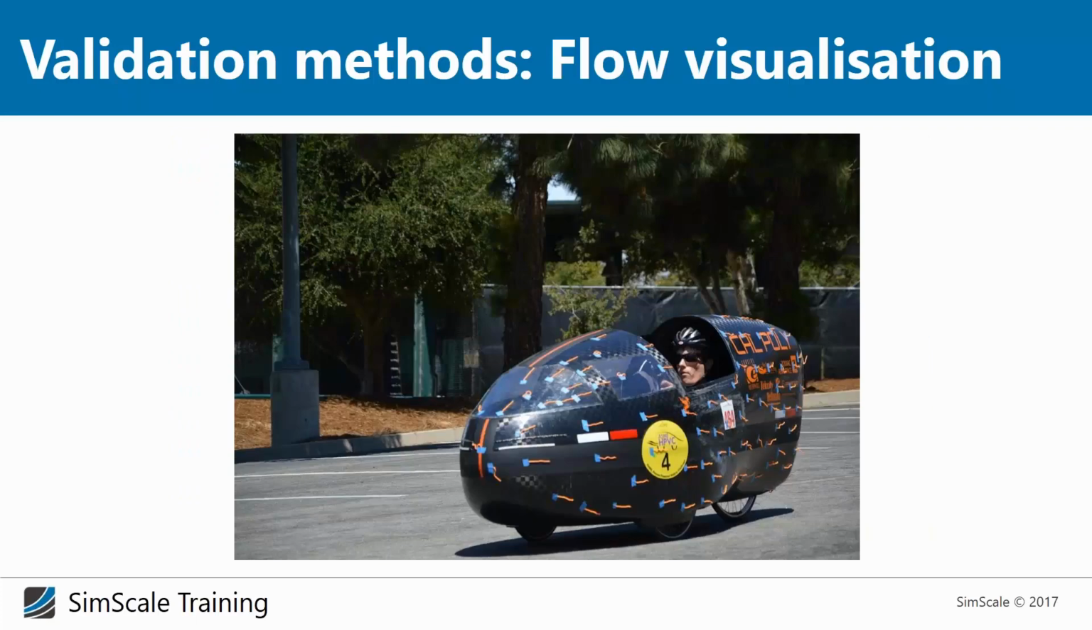Another flow visualization method is the wool stripe method, where you just stick all those wool stripes to your car, and it's just the same as with the paint, but it's a bit easier, and that's something you can really easily do.